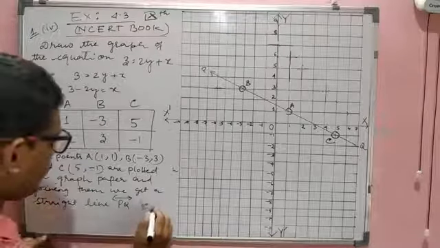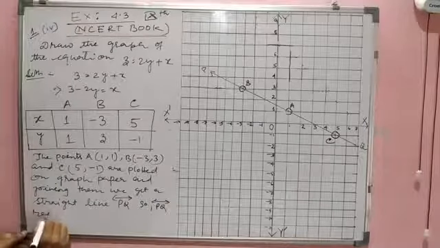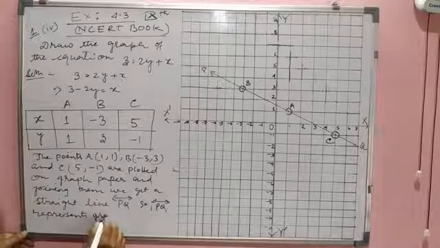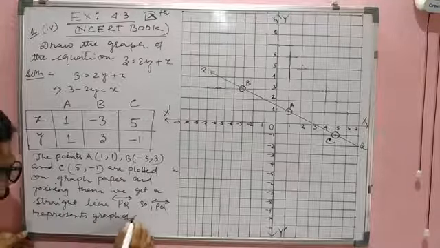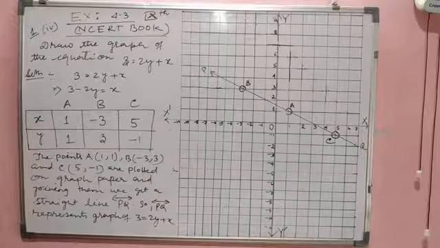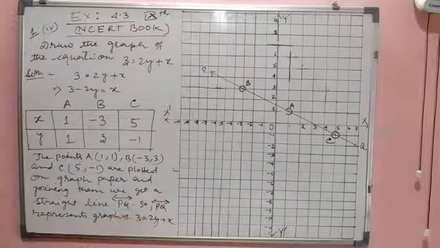Therefore PQ represents the graph of 3 equal to 2y plus x. So PQ represents the graph of this equation.